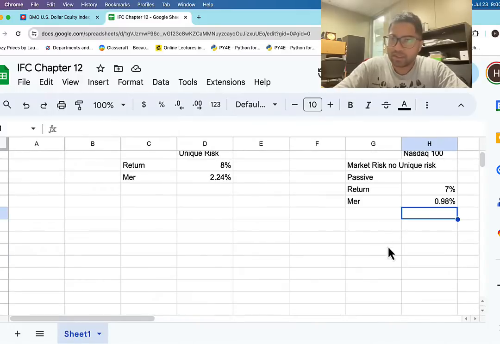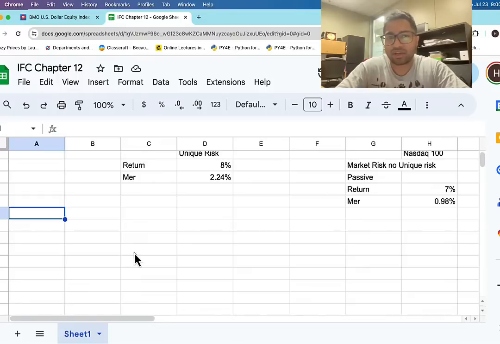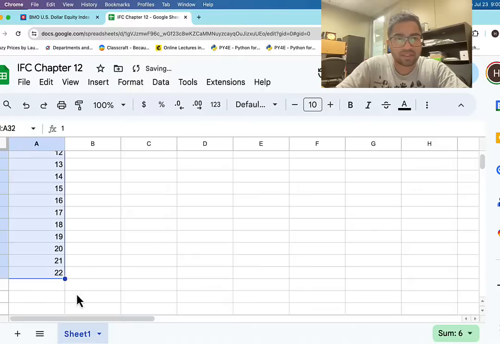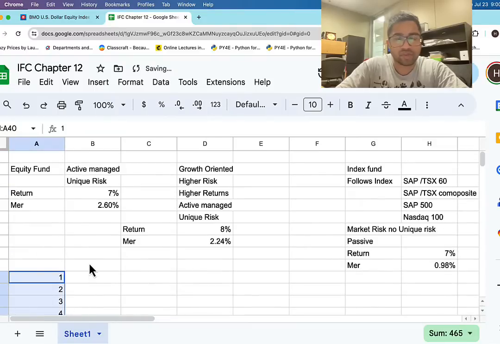So just for curiosity purposes, if you make a $10,000 investment in these funds, how would that work for the next 30 years? This calculation is not important, but I'm going to show you why index funds are usually considered to be better investments. Okay, usually.